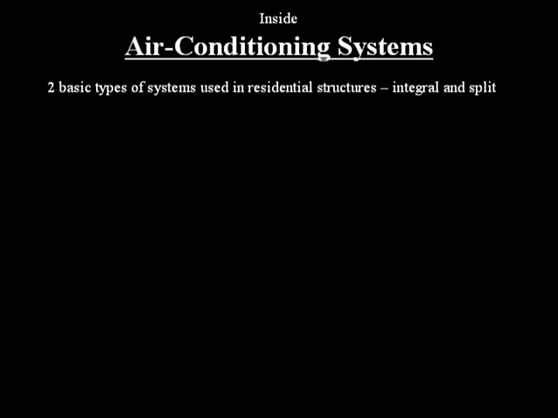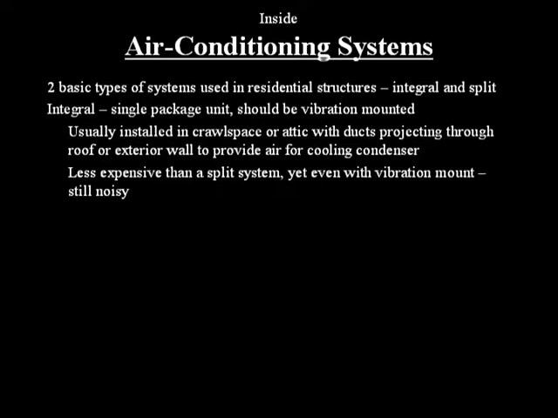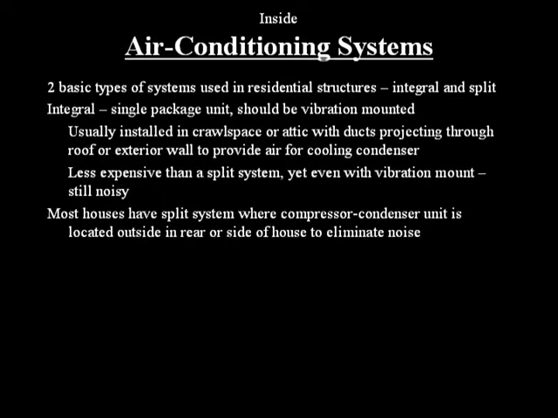There are 2 basic types of systems used in residential structures: integral systems and split systems. An integral system is a single package unit and should be vibration mounted. These are usually installed in the crawl space or the attic with ducts projecting through the roof or exterior wall to provide air for the cooling condenser. It is less expensive than the split system, yet even with the vibration mount, this system is still noisy. Most houses have a split system where the compressor condenser unit is located outside in the rear or side of the house to eliminate noise.